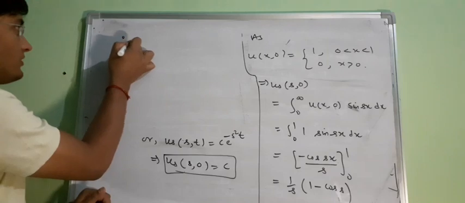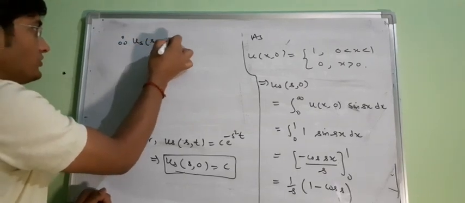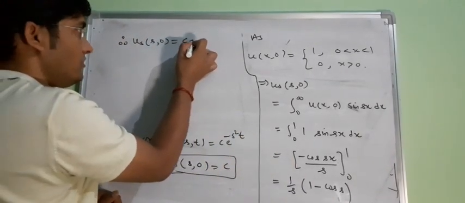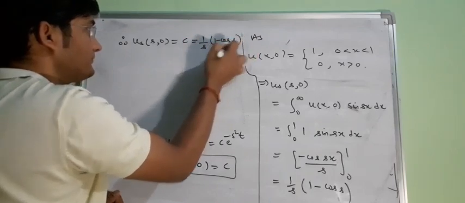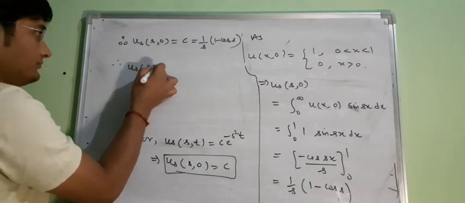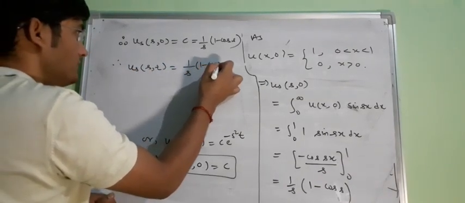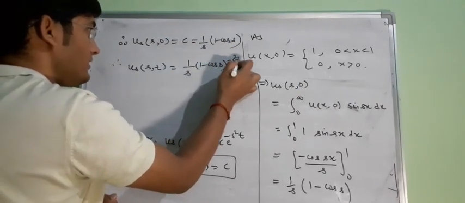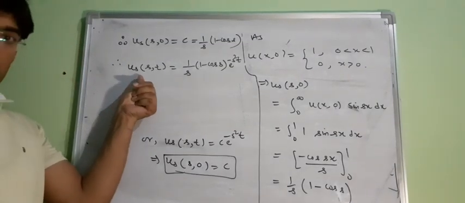Therefore our us0 is equal to c, and this c is equal to this term, which is 1 upon s into 1 minus cos s. Therefore, our us is equal to 1 upon s, 1 minus cos s, and then e to the power minus s square t. Thus, we have evaluated the Fourier sine transformation of u.